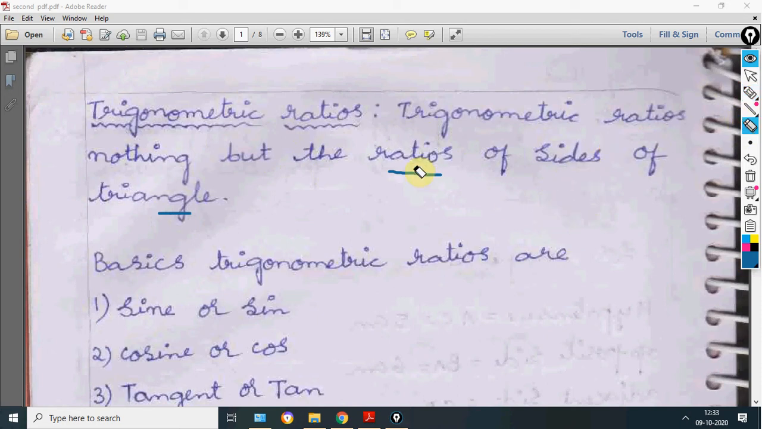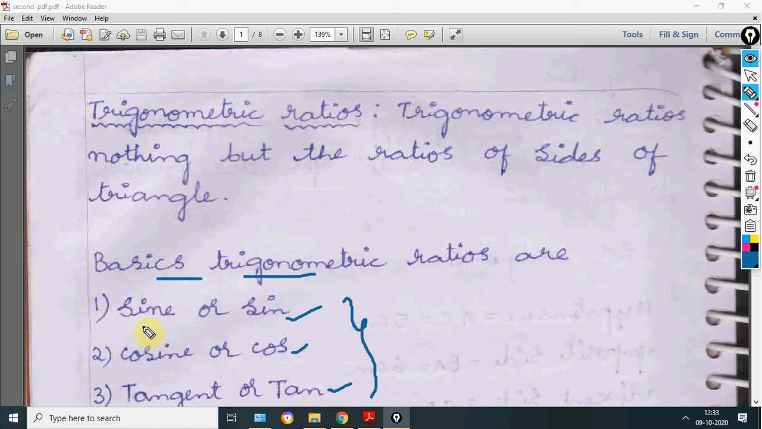Next, generally there are three types of ratios. Basic trigonometric ratios are of how many types? Three types. First one is sine, we can write sin. Second one is cosine, or cos also we can say. Third one is tangent, or tan. So these three are basic trigonometric ratios.